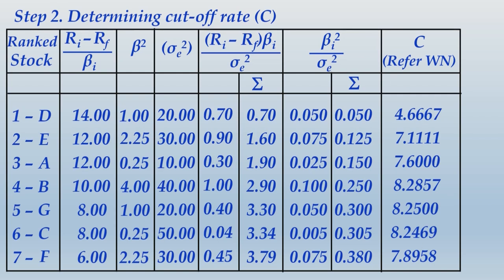Once you have calculated all cutoff point values, for step 3, just look into which is the highest among all. So the highest of all is 8.2857. So we are declaring this as the highest cutoff point, and all stocks up to this rank will be included in your portfolio, because this cutoff point is for stock B, which is rank 4. So we are going to include rank 1, rank 2, rank 3, rank 4. That means D, E, A, B are going to be included as stocks in your portfolio.